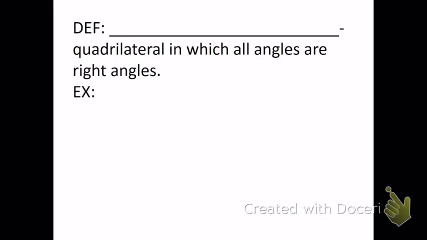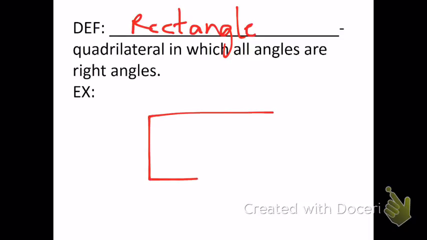Next term. What's a quadrilateral in which all angles are right angles? What would I call that? Rectangle. Good. Rectangle. All angles are right angles. A rectangle looks like there's a rectangle. Is a square a rectangle? Yes, it is.